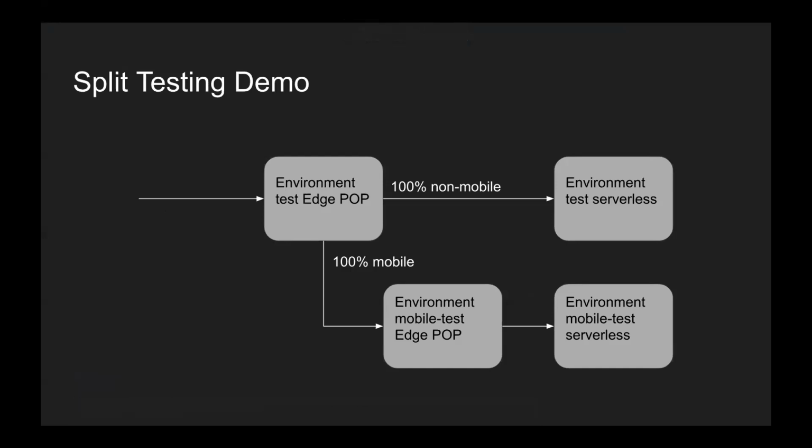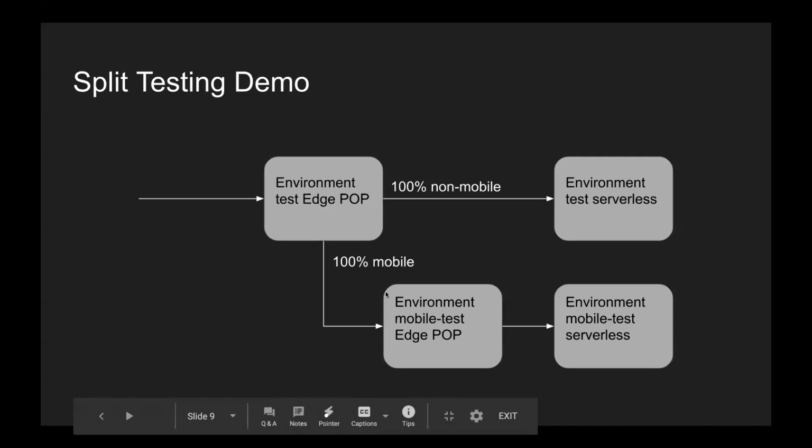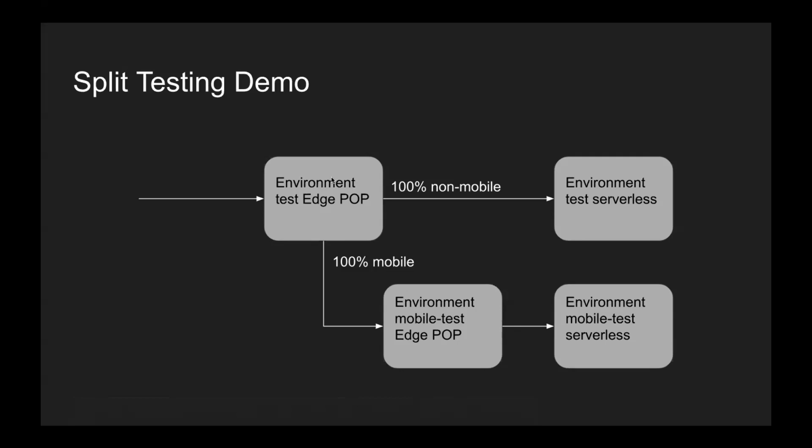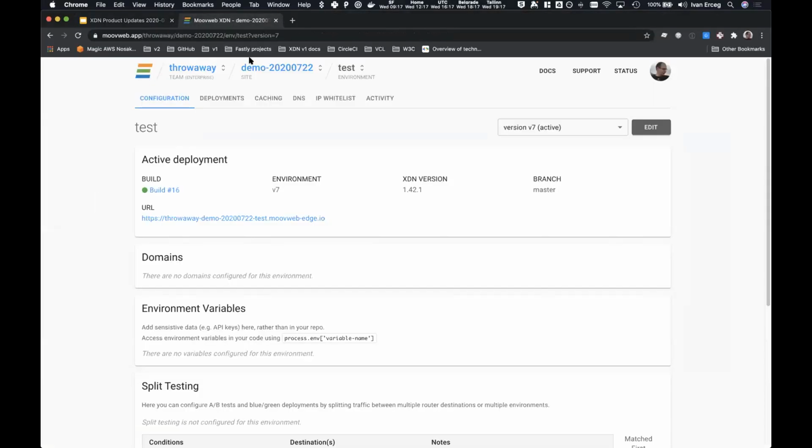What I'm going to do is configure the test environment in such a way that it sends 100% of non-mobile traffic to its serverless, and then 100% of mobile traffic, not to the mobile test serverless, but to mobile test edge, right? And with all the rules that that implies, which may be very different from this other environment, depending on the way you wrote the router. So I'm going to show.